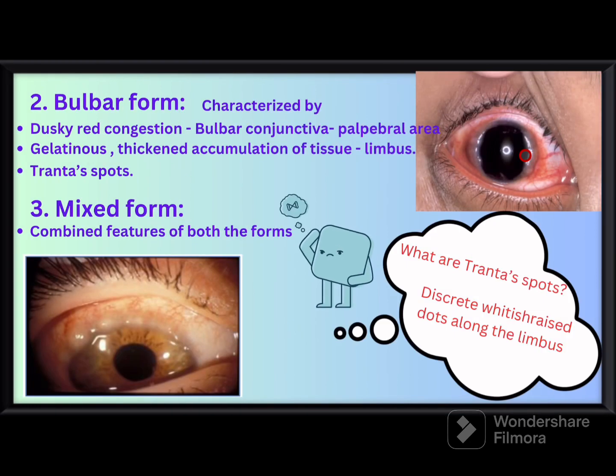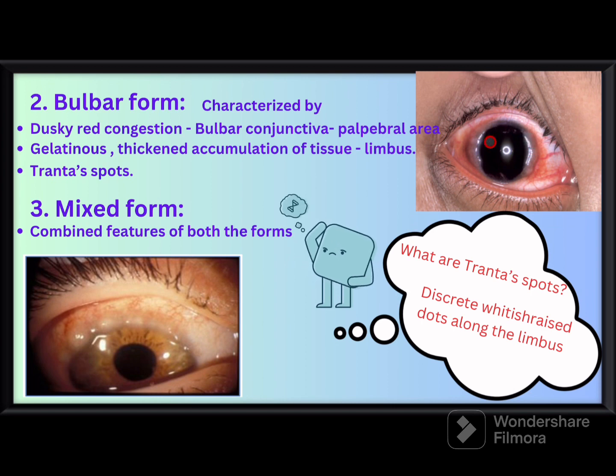Okay. Coming to the next form. The next form is the bulbar form. The bulbar form is characterized by dusky red triangular congestion of the bulbar conjunctiva in the palpebral area. Right. Then you'll see there is gelatinous thickened accumulation of tissue around the limbus. And after that, you can also see the presence of discrete white raised dots along the limbus. These are nothing but the Trantas spots.